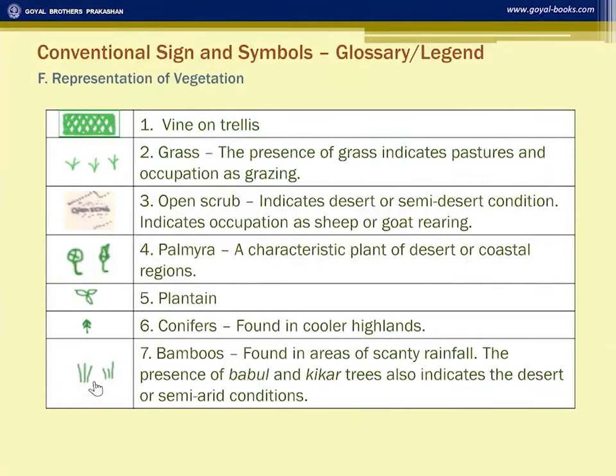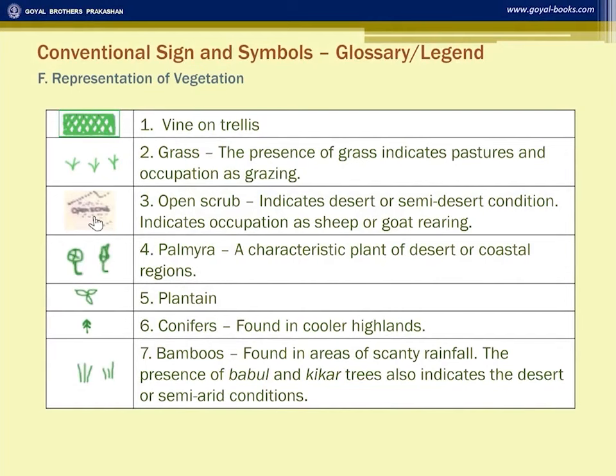So generally they ask what kind of vegetation is found on the survey sheet. One thing that you will find in black, just written there, is open scrub, which indicates desert or semi-desert conditions. It indicates the occupation of the area is sheep or goat rearing, because only bushes or small vegetation are found in the area. You don't find any tree.